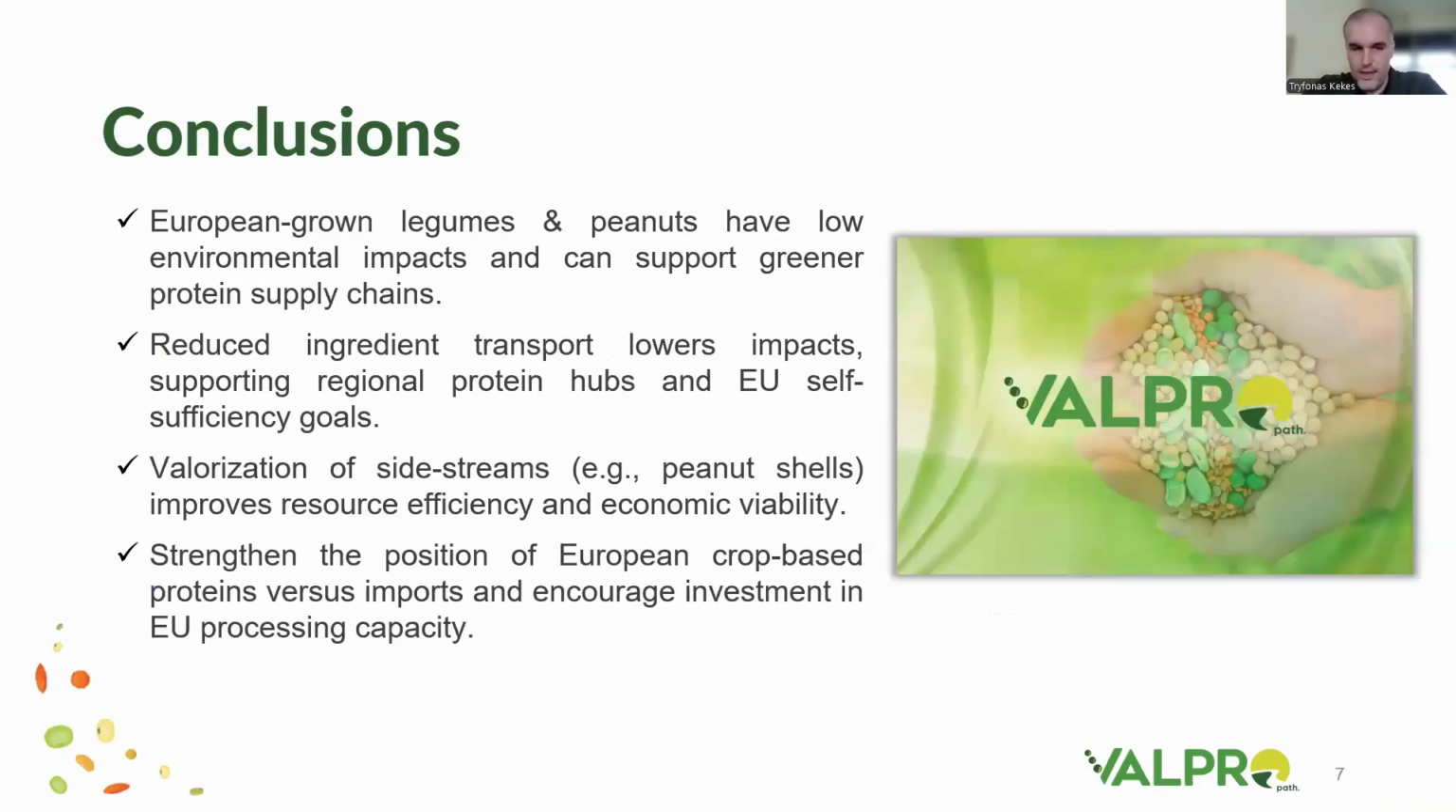So to conclude, the results from these 2 business cases of the VALPRO Path project, along with results from other business cases that we have developed, show some clear conclusions. For example, we can conclude that European grown legumes and peanuts can be environmentally sustainable and have lower environmental impacts compared to products that are imported in Europe. If we reduce the transportation of the ingredient and locally source the main ingredients, we can lower the environmental impact, and thus also we can support regional protein hubs and EU self-sufficiency goals.